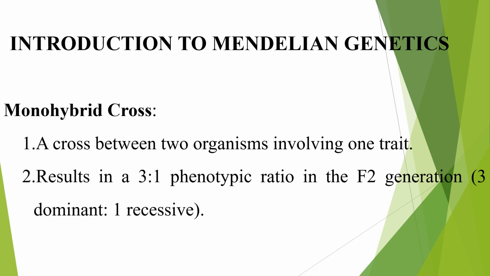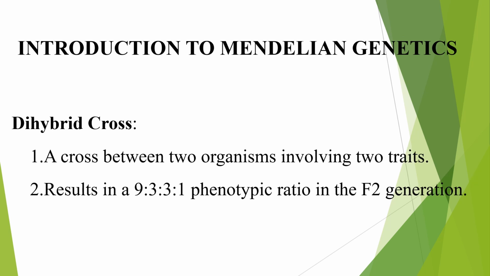Monohybrid cross. 1. A cross between two organisms involving one trait. 2. Results in a 3:1 phenotypic ratio in the F2 generation, 3 dominant and 1 recessive. Dihybrid cross, a cross between two organisms involving two traits. Results in a 9:3:3:1 phenotypic ratio in the F2 generation.